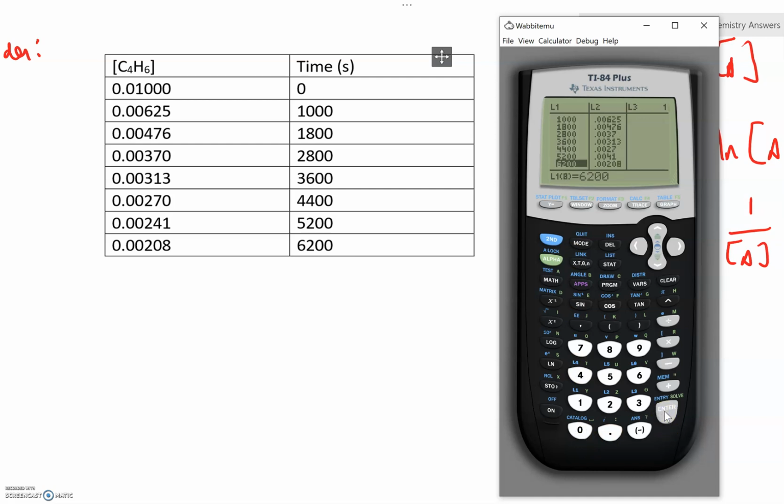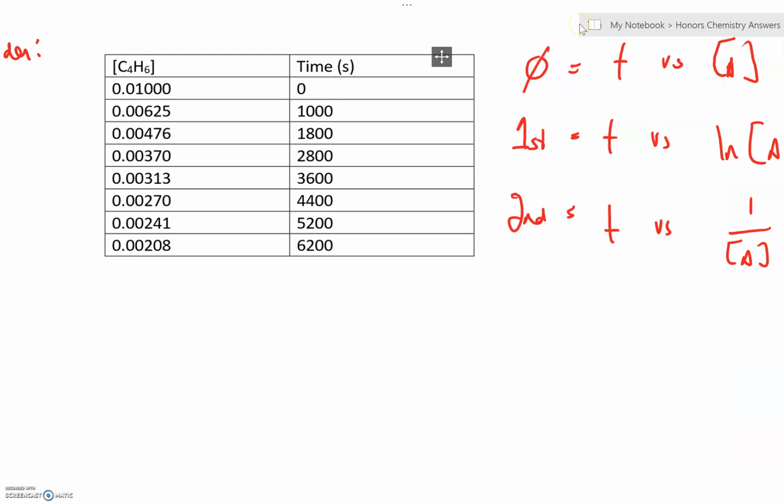Even the pros make mistakes. I think everything else is cool. See this one? It should be 241, and it says 0.0041, so 0.00241. I just did that so you guys could see what it looks like. All right, let's try this again. We're going to go to our stat plot. It shouldn't have changed. It should still be on. Good. Graph, and that looks much better. But it is not a zero order reaction, because that is not a straight line.